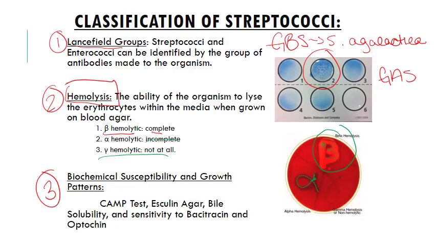The last method we use is a wide variety of biochemical tests, which I'll discuss in later videos as I discuss each organism individually. And these can include things like its ability to survive in bile, its sensitivity to various antibiotics like bacitracin, or a metal-coated disc, a copper-coated disc, optochin, or its ability to secrete enzymes, as is the case with the CAMP test.